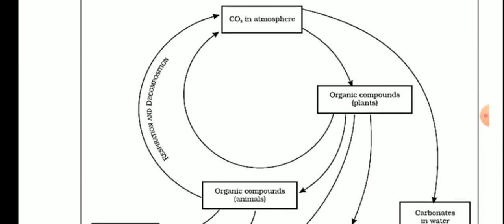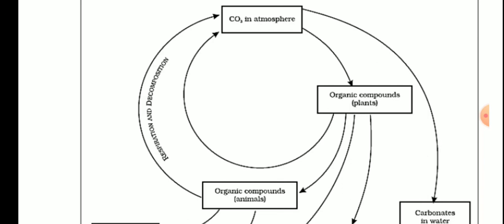Now let's take a look at the carbon cycle diagrammatically. You can see the carbon is present in the atmosphere. It is present in the atmosphere in the form of carbon dioxide. It does not exist alone, it is present with the oxygen. So that's why it exists in the form of carbon dioxide in the atmosphere.